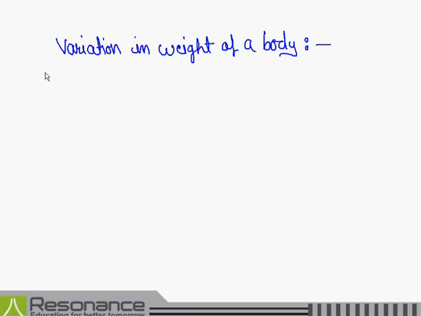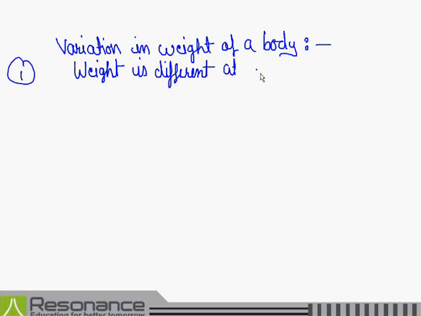Next topic is variation in the weight of a body. First point is, the mass of a body remains the same throughout the universe, but as the value of g is different at different places, hence the weight of body is different at different places.